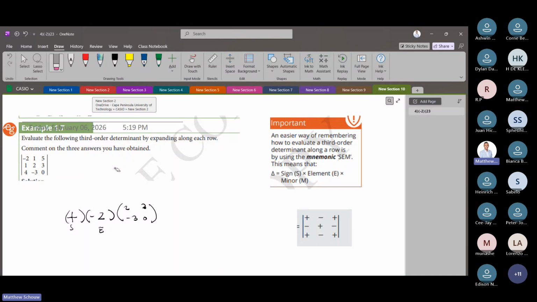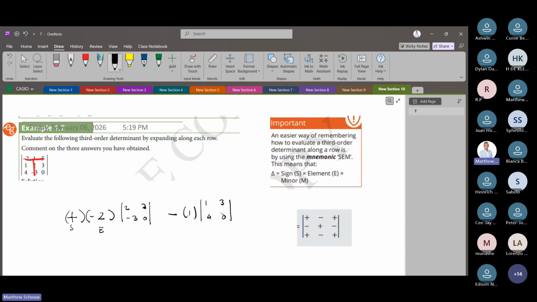So the second one: the sign is negative, so now we put a negative sign. The element is 1, so the 1 comes over there. Then we're going to find each minor, and the minor will be like that: 1, 3, 4, and 0. Let me make the straight lines too. You'll get it now. Don't worry.